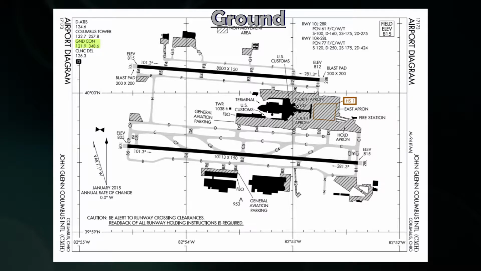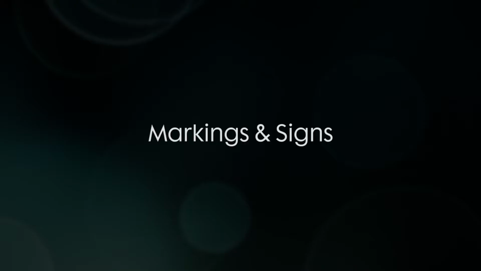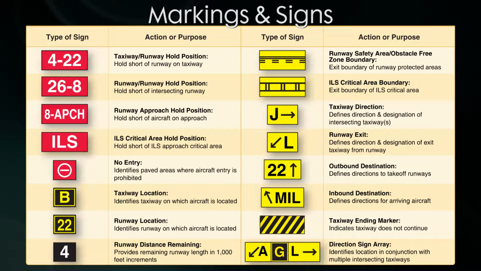Ground control controls aircraft while they're moving on the airport surface. All these are taxiways that are under air traffic control. At certain airports, there are non-movement areas, or these areas that are shaded, where you don't need air traffic control permission. Now on to markings and signs.